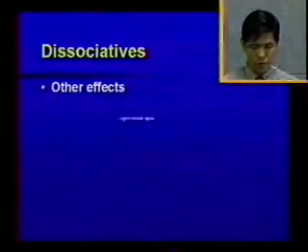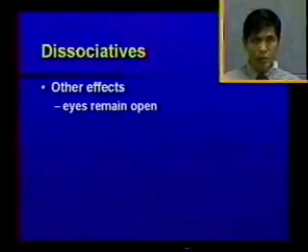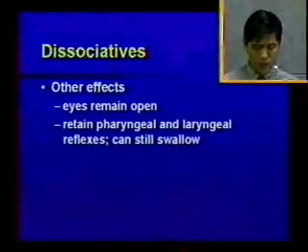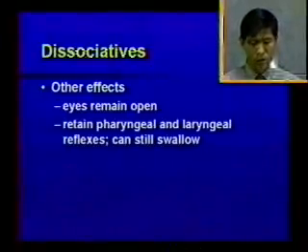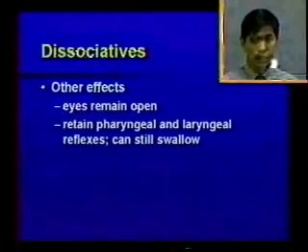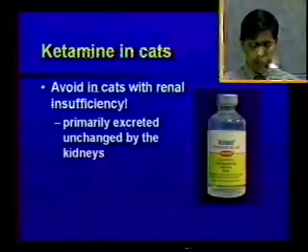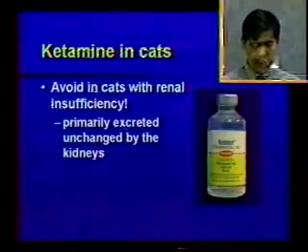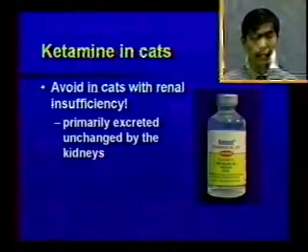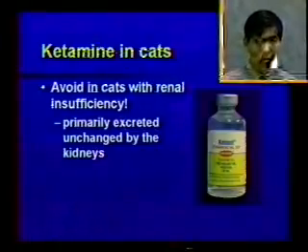Other effects of dissociatives. When you use it, you could see that the eyes remain open, and you'll see active palpebral reflexes as well as corneal reflexes. Animals also retain the pharyngeal and laryngeal reflexes. The animal can still swallow, but bear in mind that they can still aspirate, even though the animal can still swallow. This is another information that can help you. You'd like to avoid ketamine in cats with renal insufficiency, because the majority of ketamine is excreted unchanged by the kidneys. So if you have renal insufficiency, there will be more active forms staying in the animal.